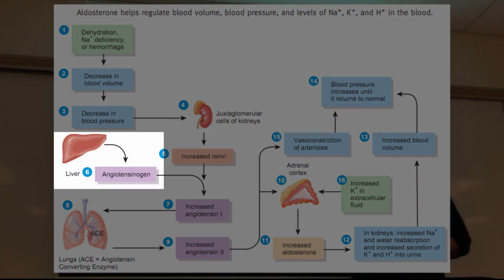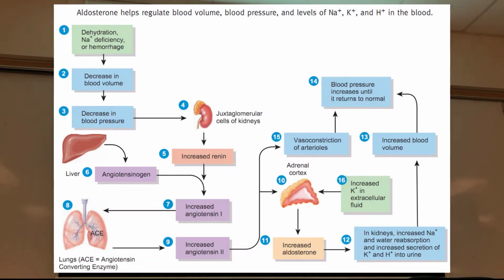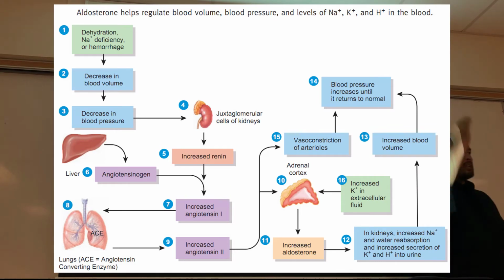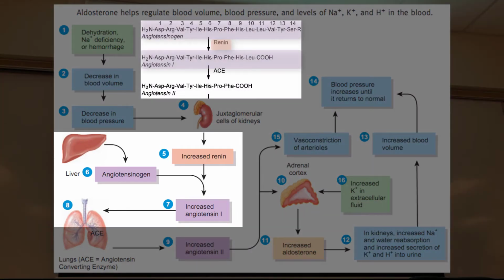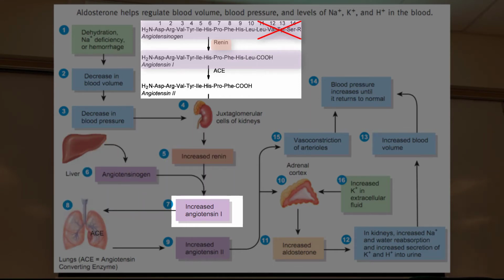Now the liver produces a protein, which is not an enzyme, called angiotensinogen. It's one of the proteins that's constantly floating around in the blood that the liver makes. And once renin gets secreted into the circulatory system, renin comes in and cleaves angiotensinogen. It finds this protein, looks for a key amino acid sequence, and cleaves it. So now it turns this huge angiotensinogen molecule into something called angiotensin 1. That's our end product after renin cleaves it.